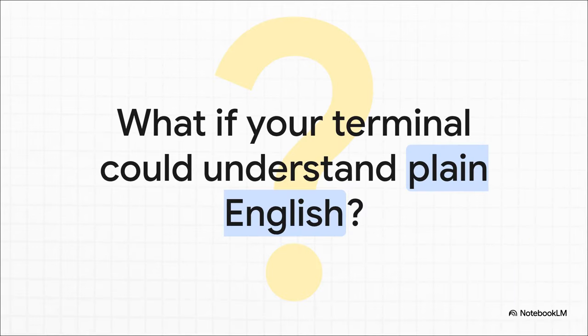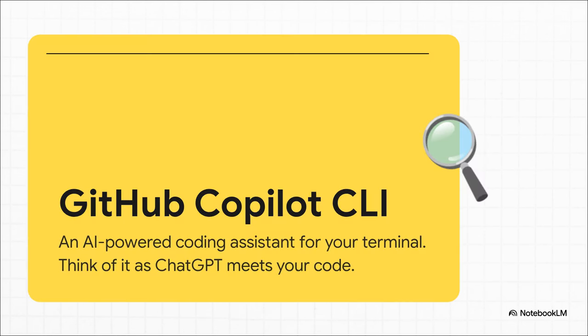No, really, think about it. How many times have you been totally stumped trying to remember the exact syntax for some weird Git command or a super complex grep search? What if you could just ask your terminal what to do, just using plain English? Well, that's exactly the problem GitHub Copilot CLI solves.